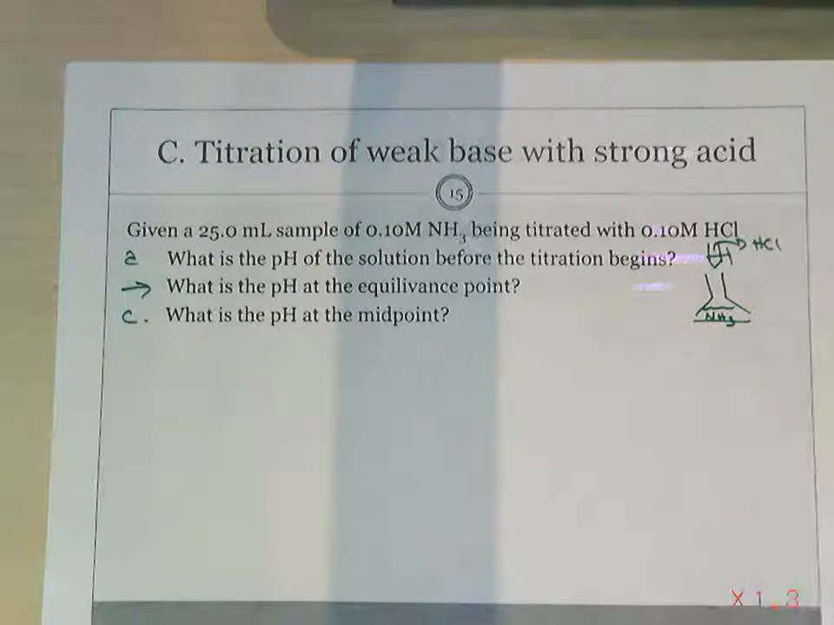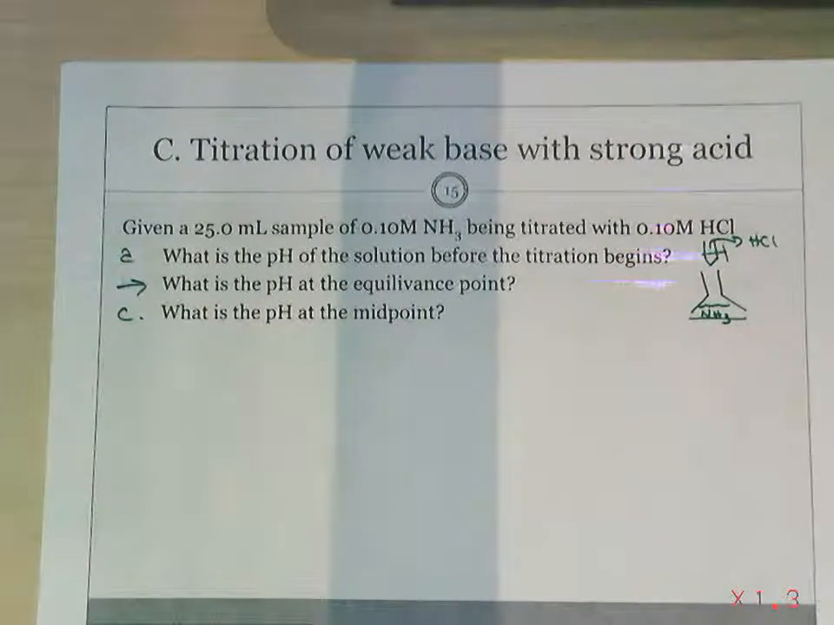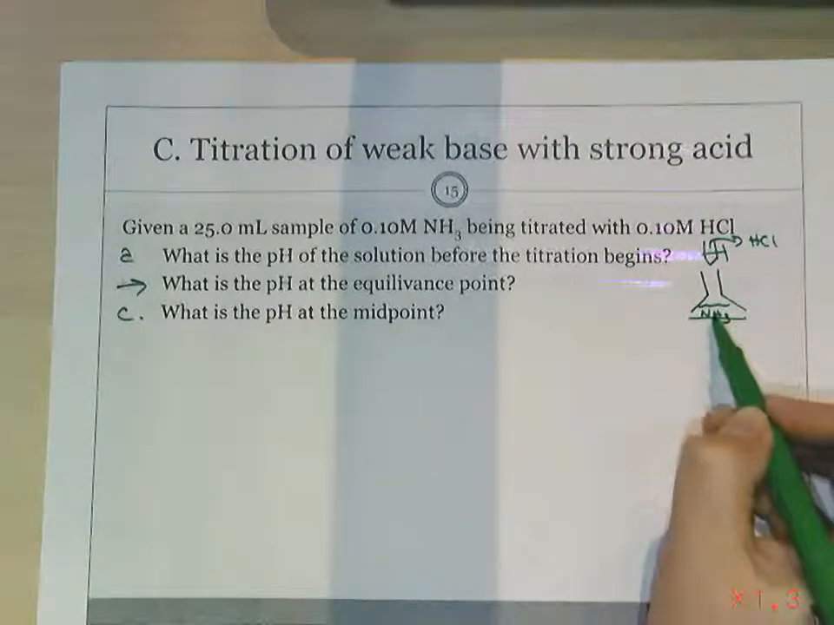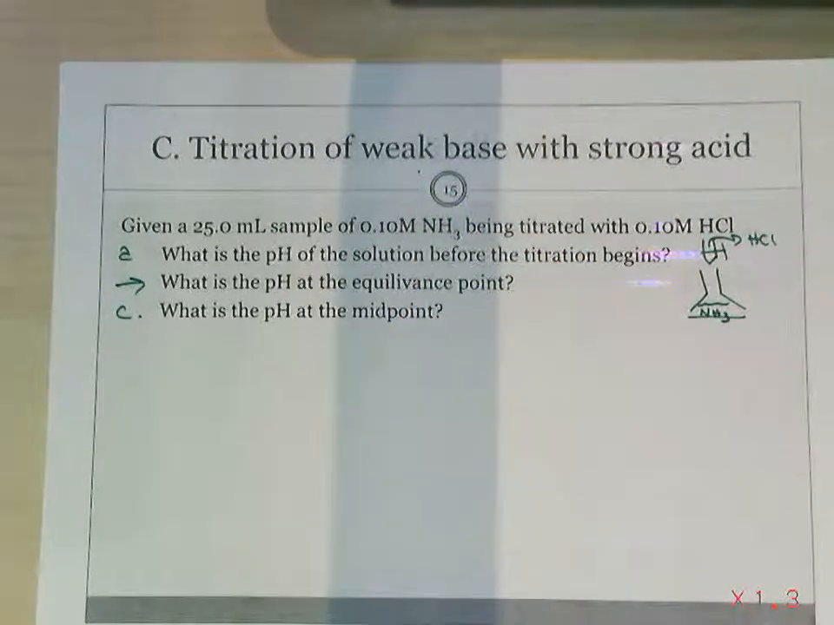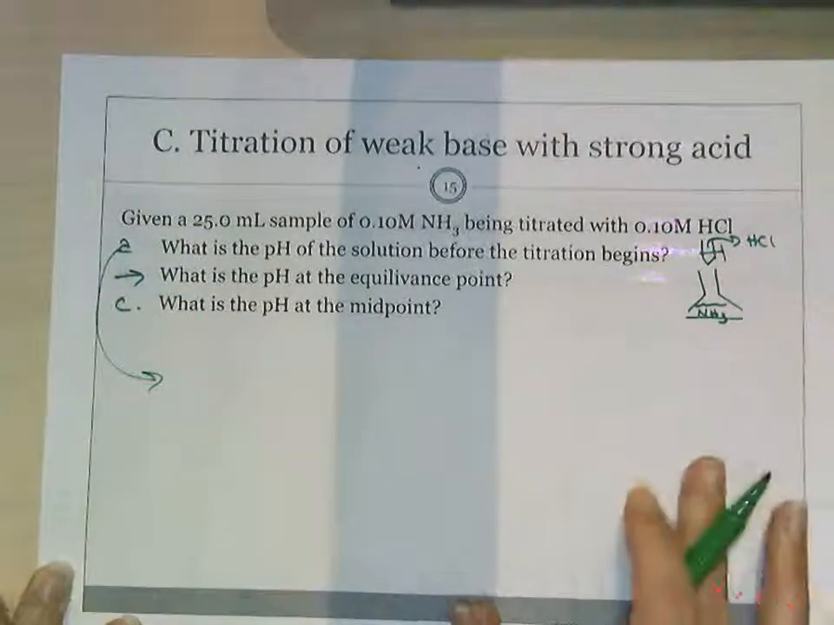So if this is in the Erlenmeyer, is this a strong acid, weak base, weak acid, strong base? Weak base. I gave it away in the title. It is a weak base. If it's a weak base, what would we expect the pH to be? 7, greater than 7, less than 7. Okay, so let's go ahead and figure out the pH of the solution before the titration begins.